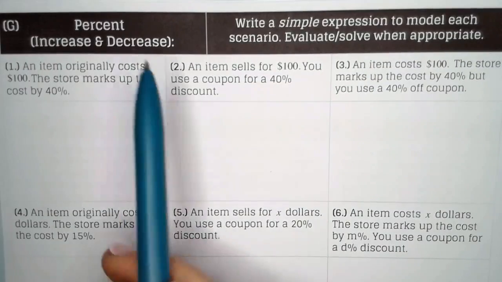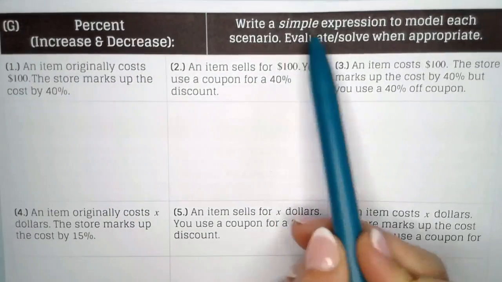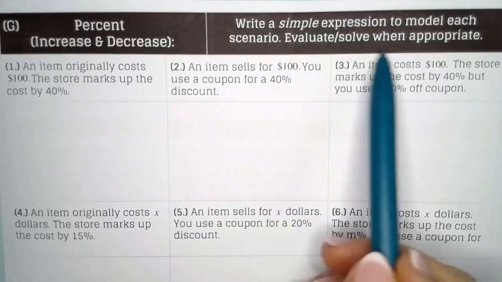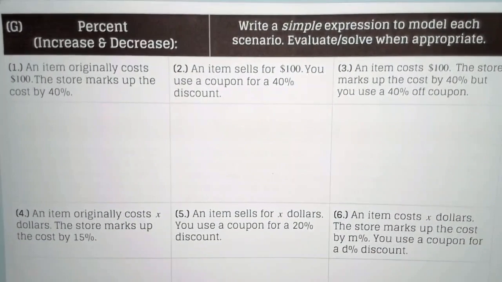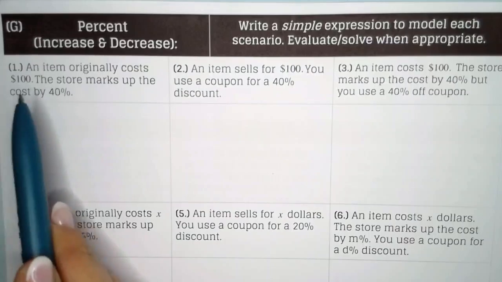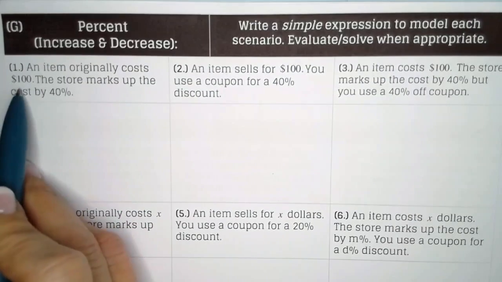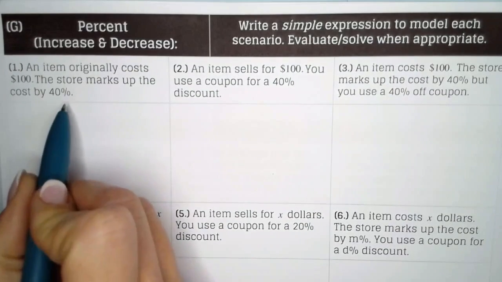All right, so over here, we're talking about percent increase and decrease, and we're going to write a simple expression to model each scenario, evaluate yourself, and appropriate. So I'm going to add a question onto here. We just did a little pep talk about percent. This says an item originally cost X dollars. So X dollars, $100. The store marks up the cost by 40%.